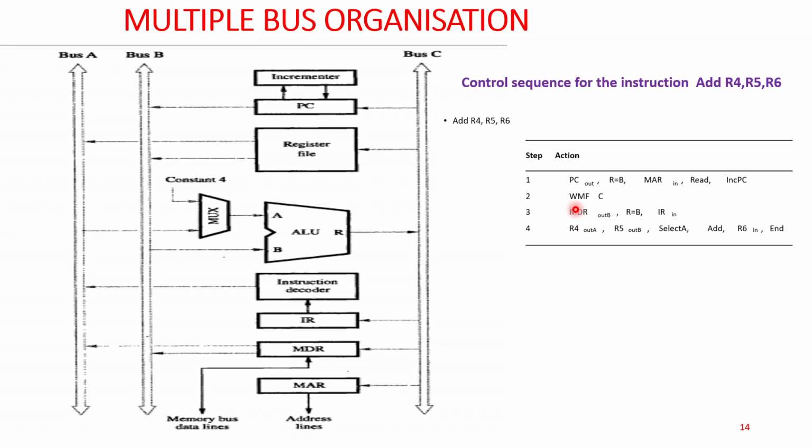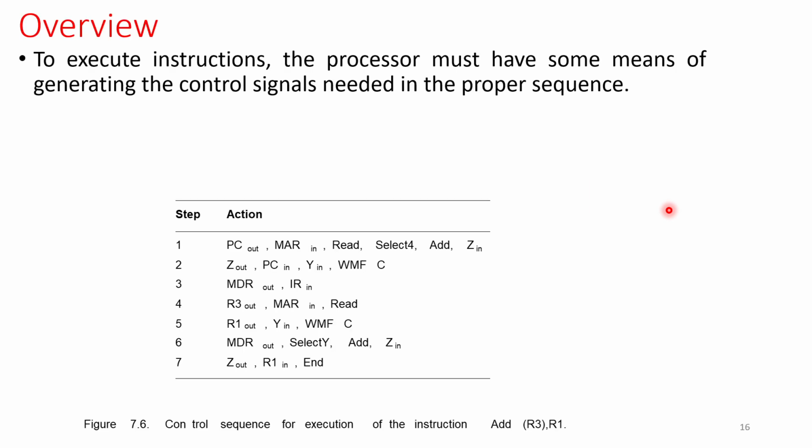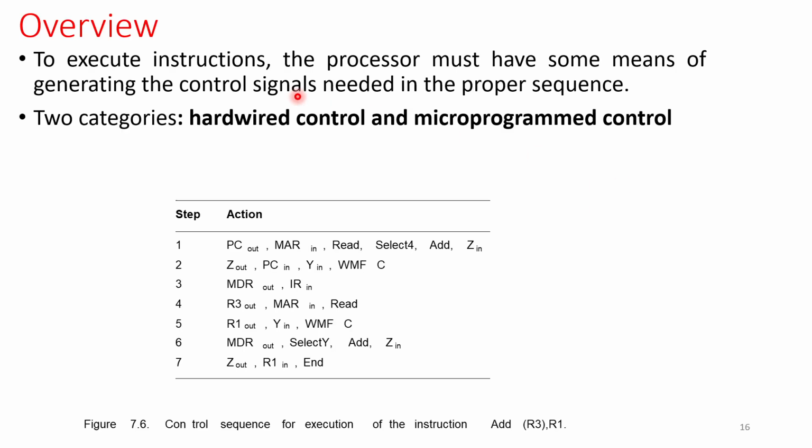So far we have discussed the control signals that have to be generated for executing the instructions. How do you generate the control signals? There are 2 ways: hardware control using circuits, or we can go for micro programs. First one is hardware control. To execute the instruction, the processor generates some control signals, right? The hardware or micro program.